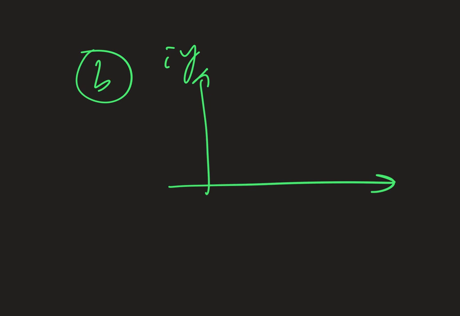Sketch the Argand diagram showing z1, z2, z3. Argand diagram. So this is the imaginary axis, this is the real axis, z, right? Okay, so you have minus.